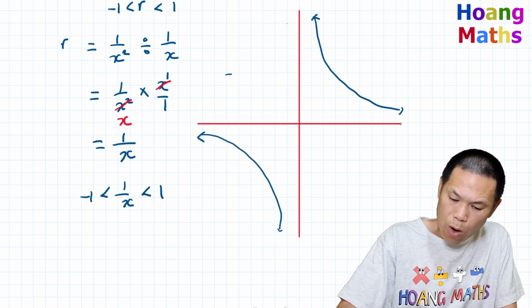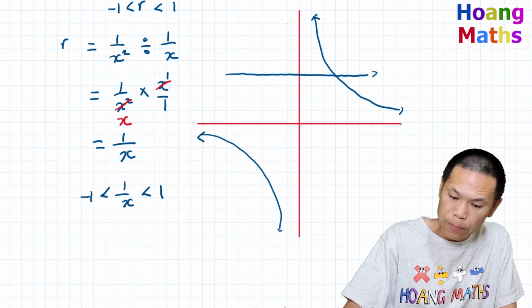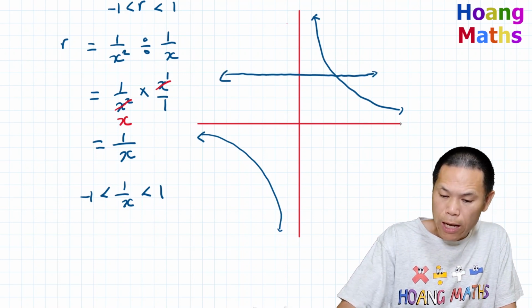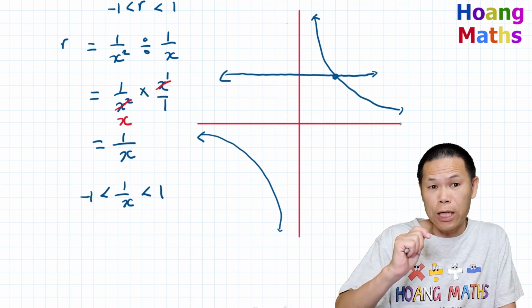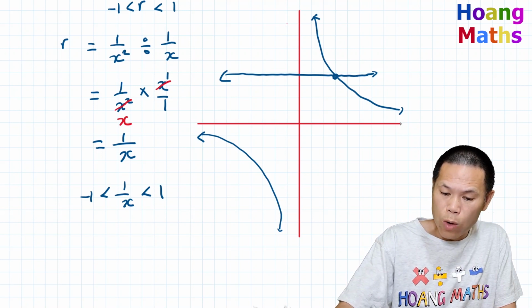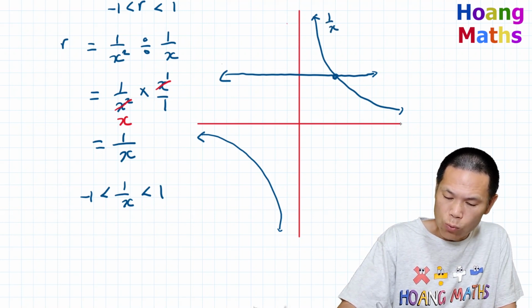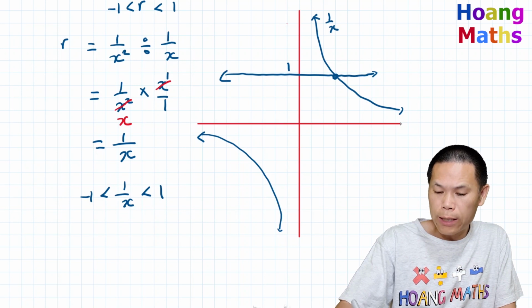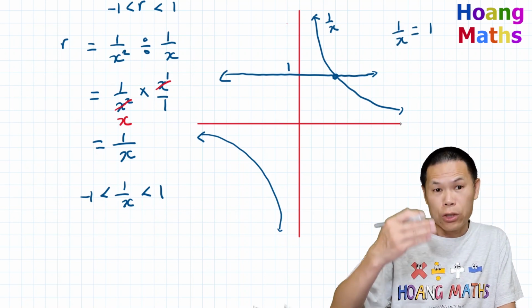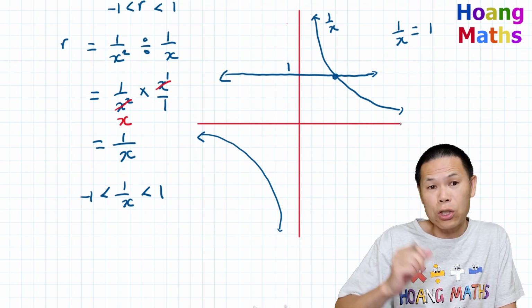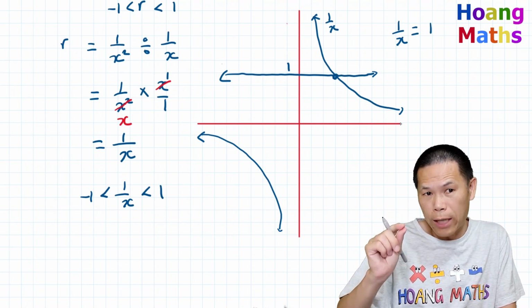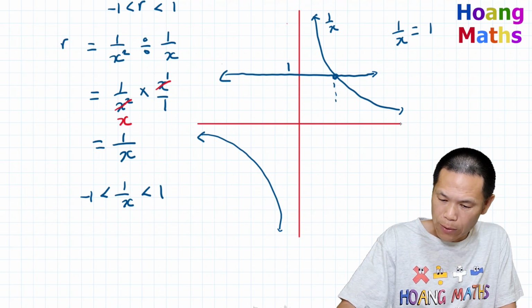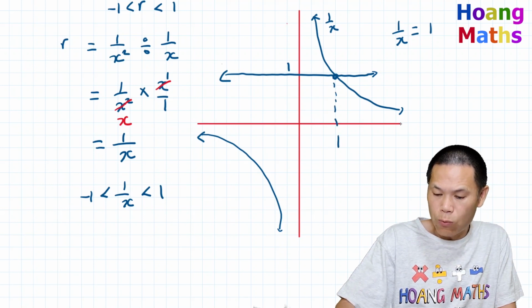And this is y is equal to 1. Just a quick sketch. Now we can find the point of intersection here. So this one here is 1 over x, and this is y equal 1. So when they intersect, that means they equal each other. So 1 over x is 1. So therefore, by inspection, 1 over 1 is 1, right? So x must be equal to 1. So this one here is x is equal to 1.